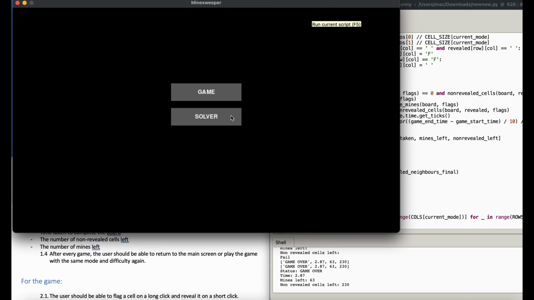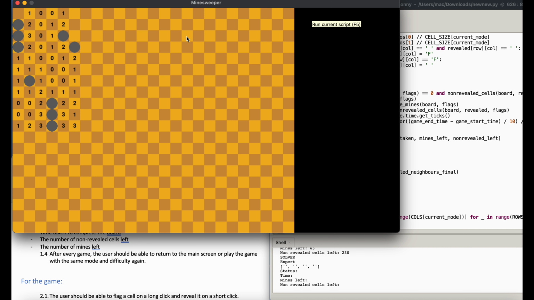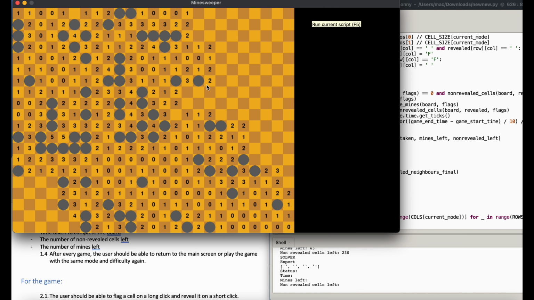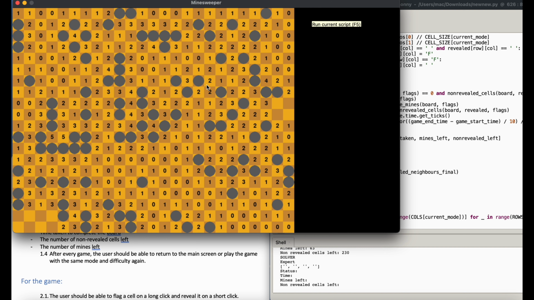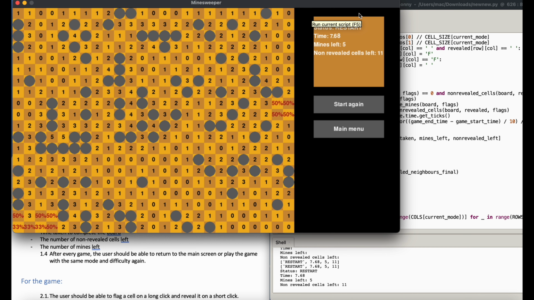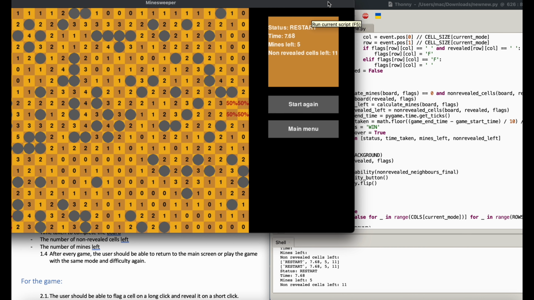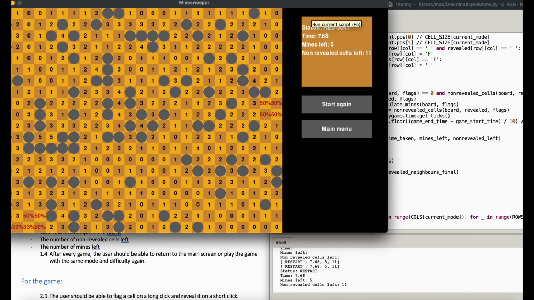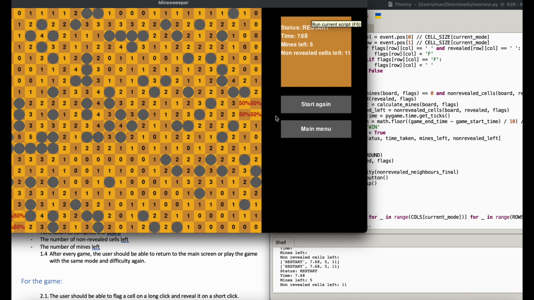And notice that we can choose either of the buttons to play either of the games. And after it finishes, we will be able to see the status window. Here the status is restart as the solver didn't complete the board. We can see the time, mines left, and non-revealed cells left. And we can return to the main menu or start again.